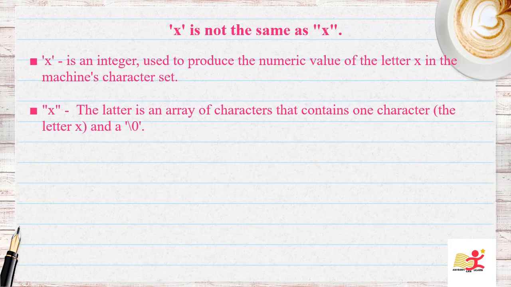X in single quotes is not the same as X in double quotes. Do you know what the difference is? The first one, X in single quotes, is a character constant, and X in double quotes is a string that contains a single character. So they are not the same. X in single quotes denotes an integer or the ASCII value of X, whereas X in double quotes is an array of characters that contains one character, the letter X, and a \0 or the null character.